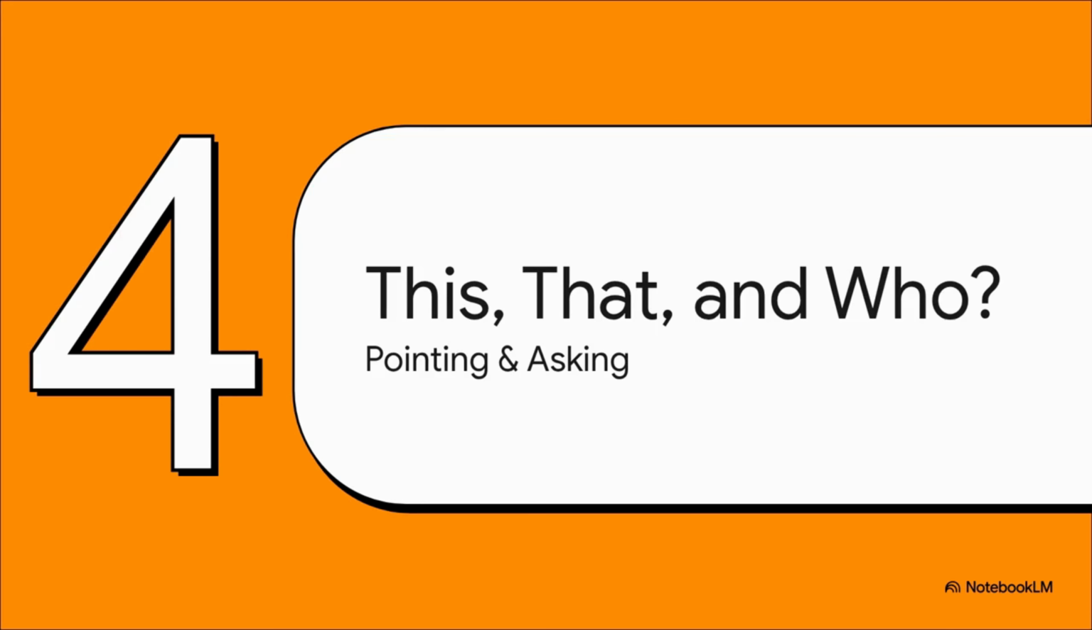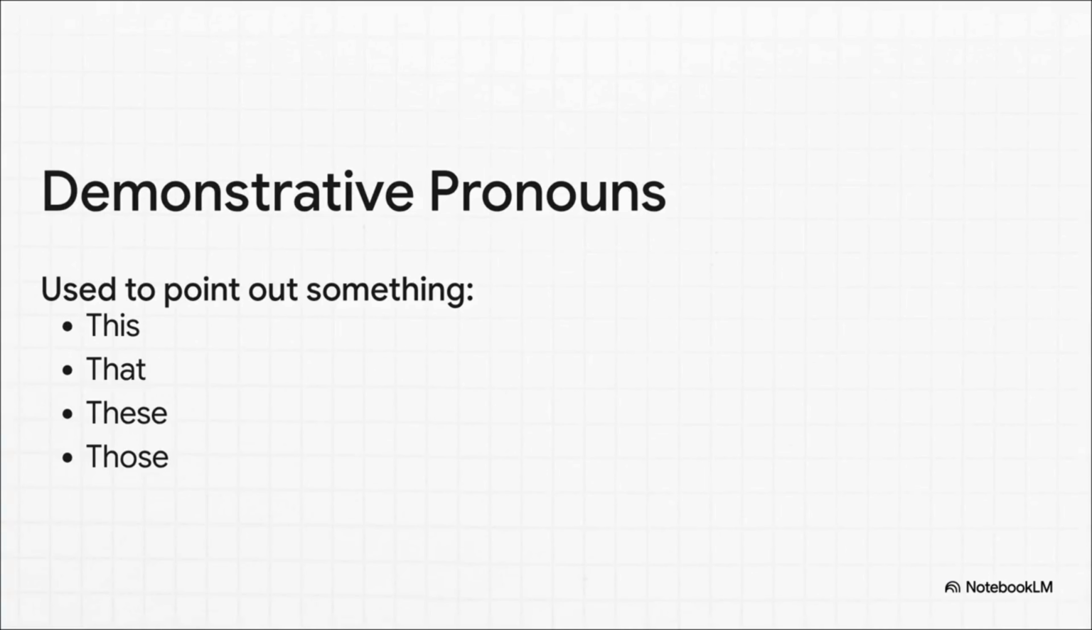Okay, our next set of tools is all about being specific and getting information. Think of these as our pointing words and our questioning words. Let's check them out. Demonstrative pronouns are literally for pointing. This is my coffee, for something right here. That is your car, for something over there. And these and those are just for when you're pointing at more than one thing. Super easy, and we use them all the time.